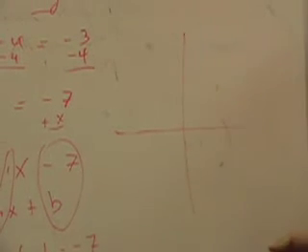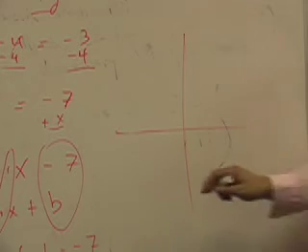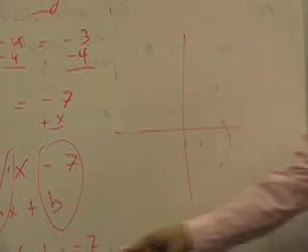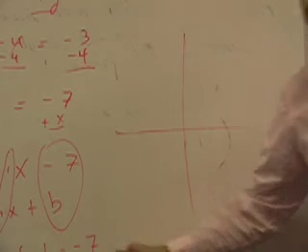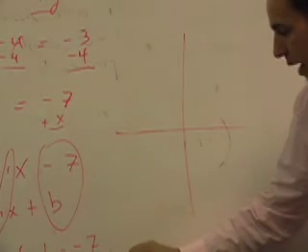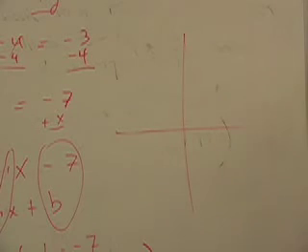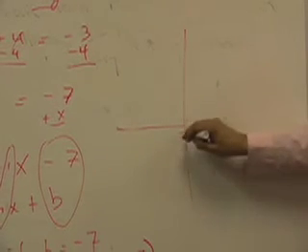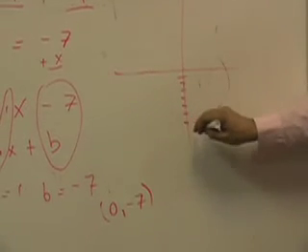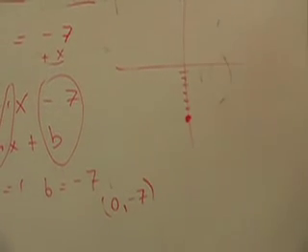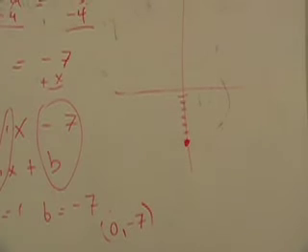Now when we graph this, what do we do? We have one point and we have the slope. Well, let's work with the point. What's the point, Guyana? 0, negative 7. Very good. You have to recognize that the y-intercept is 0, negative 7. 1, 2, 3, 4, 5, 6, negative 7. There's our point. Now we have a point. We need another point. We don't have another point, but we do have the slope.